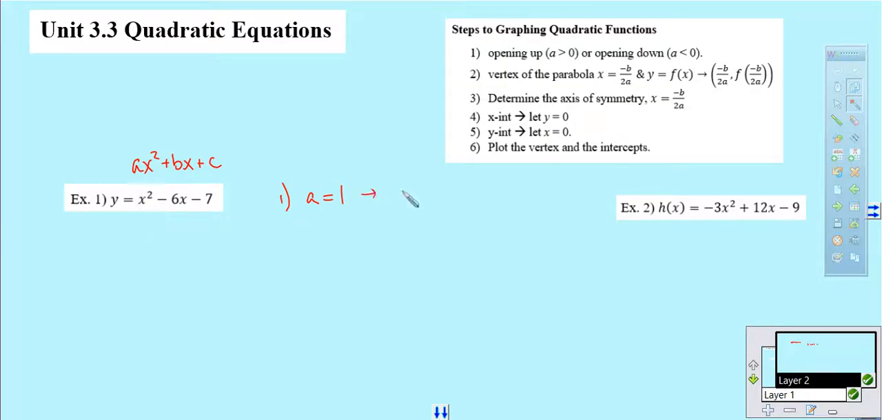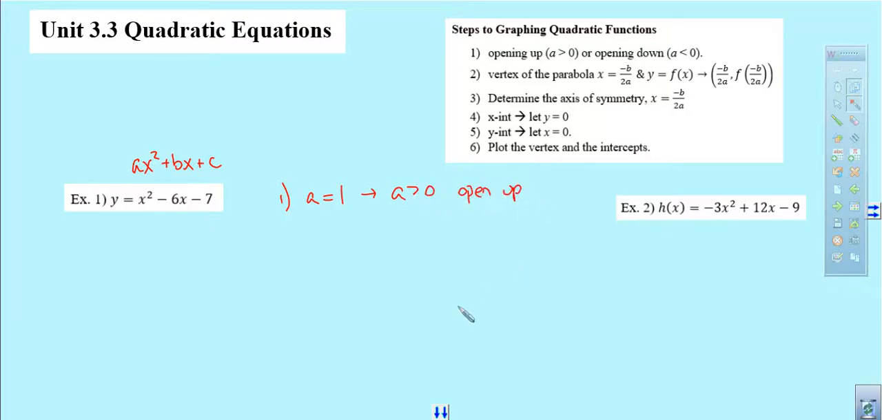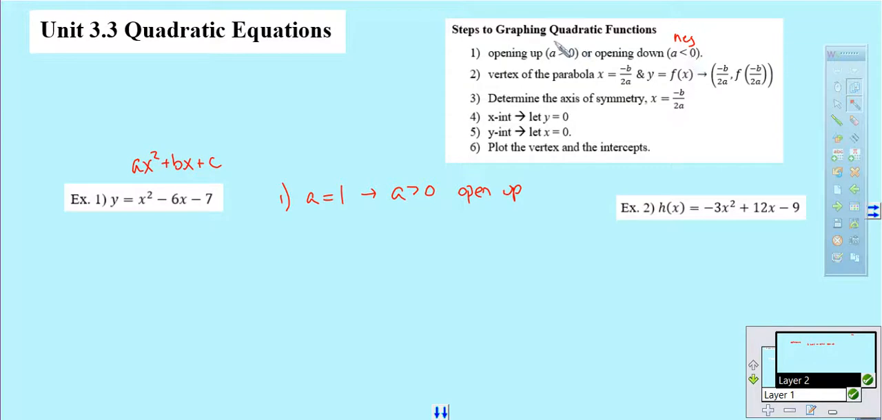So therefore, our A is greater than 0, which means that our graph will open up. And vice versa, if your A value was less than 0, if it was a negative number, then you would open down. Here, this is obviously a positive number, so you would open up. It doesn't matter whether it's a fraction or decimal or what it is. We're just looking at whether it's positive or negative. Whereas in Unit 3.1, that A value was a determinant of stretch and shrink. Here it's just opening up or opening down, a reflection over the x-axis.